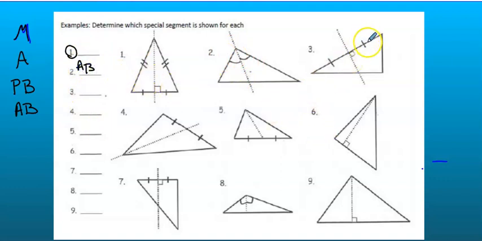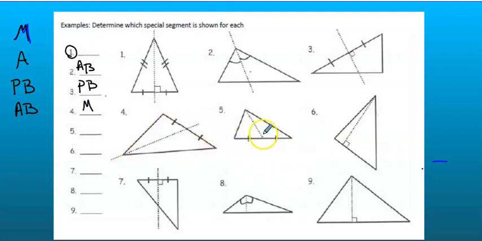Number 3, they've got these tick marks. There's the right angle, but it does not go from a vertex. So if it doesn't go from a vertex, we know that that's a perpendicular bisector. Number 4, we have from a vertex to the midpoint. We know it's a midpoint because of these tick marks. These 2 segments right here are congruent. So that would be a median.